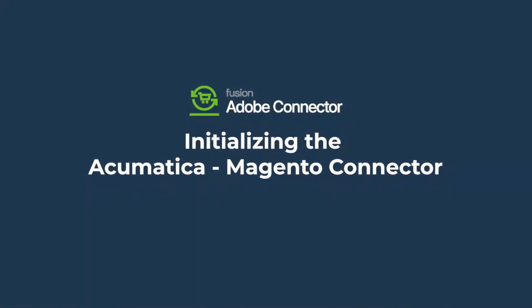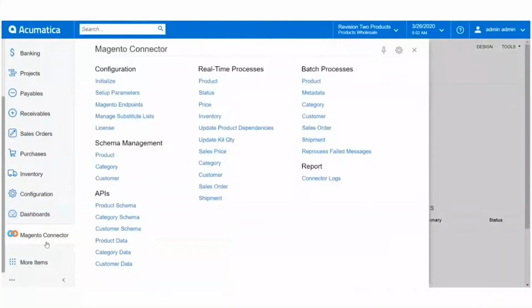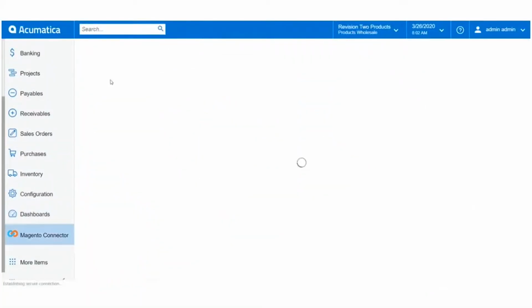When all configurations and mappings have been applied to the connector, it's time to start the connector processes. The connector must be initialized and activated as the last step in configuration, as this will begin the sync processes between Acumatica and Magento. Navigate to the Magento connector workspace in Acumatica and click Initialize.